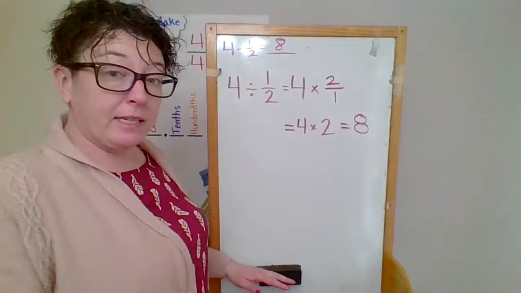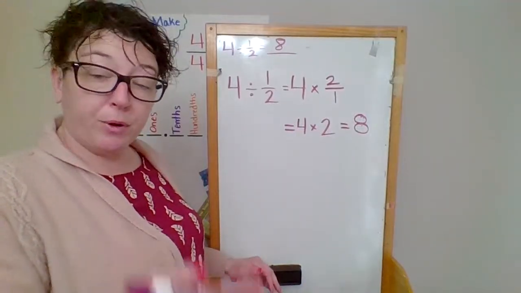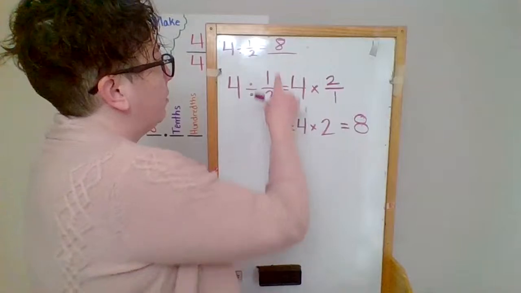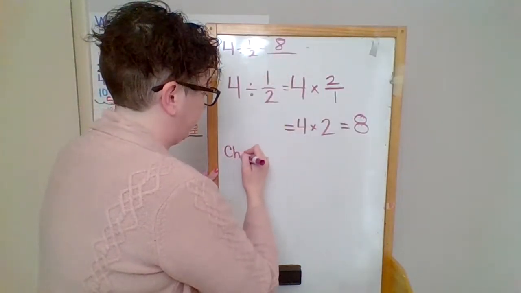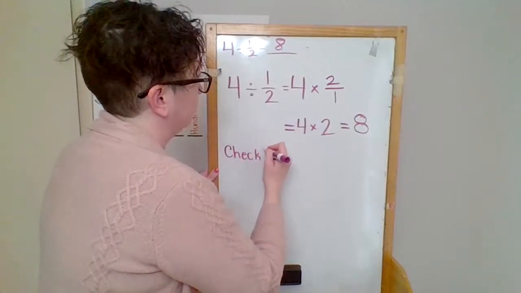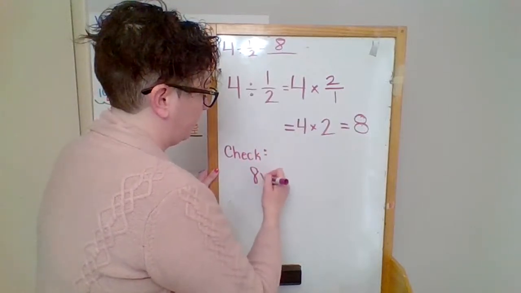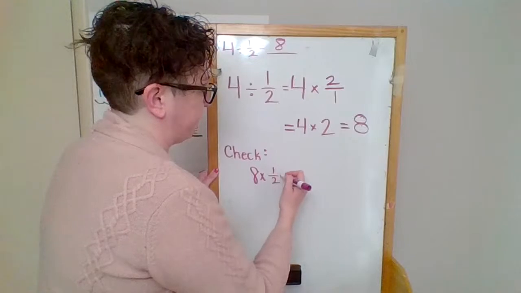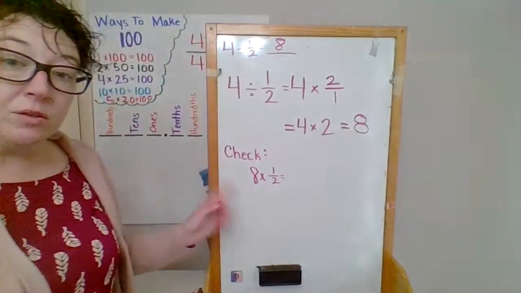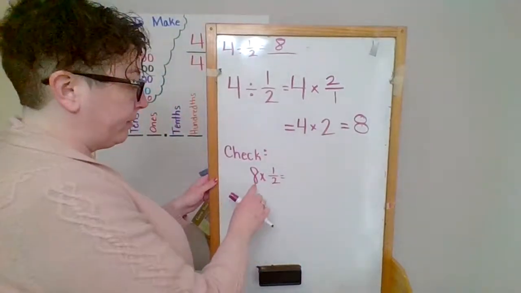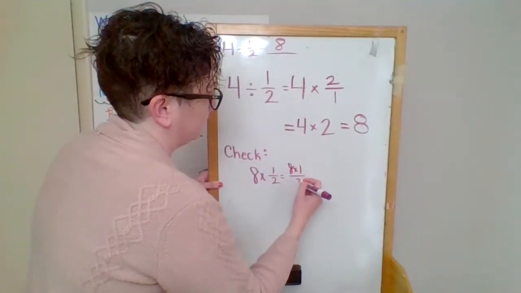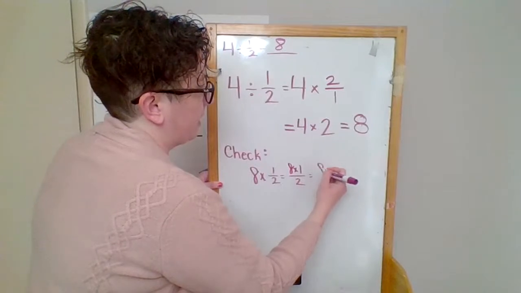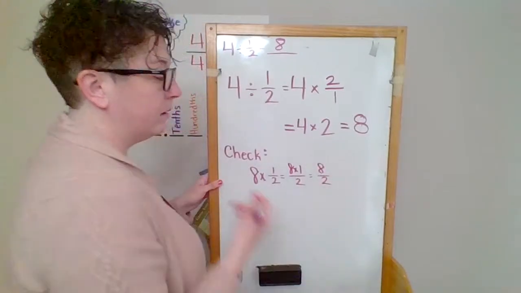How can we check to see if we're correct? Well, we can work backwards. So I'm going to do 8 times 1/2 to check. This is my check. 8 times 1/2. To multiply a fraction, we know we do 8 times 1 on the top. So this would be 8 halves.